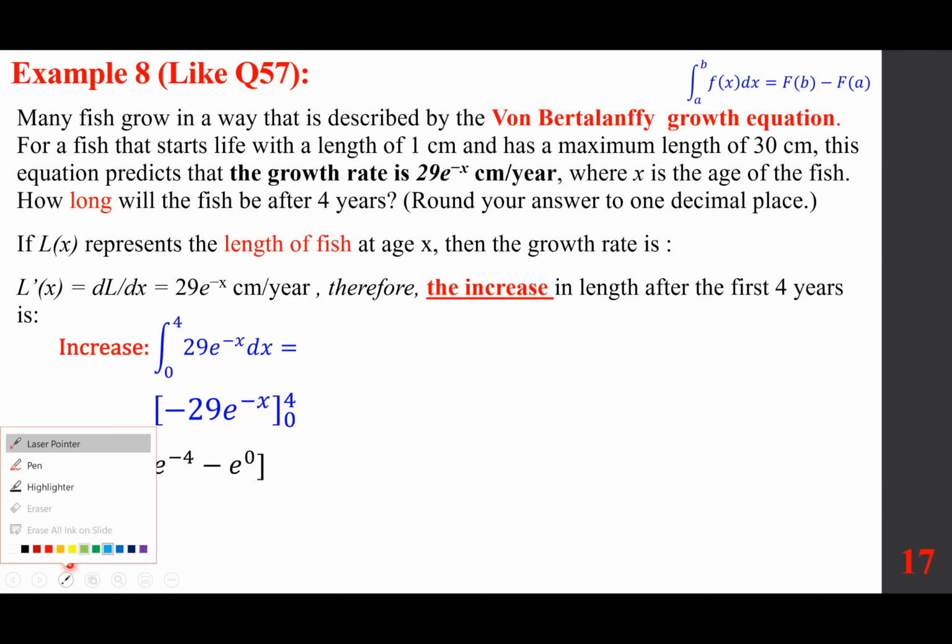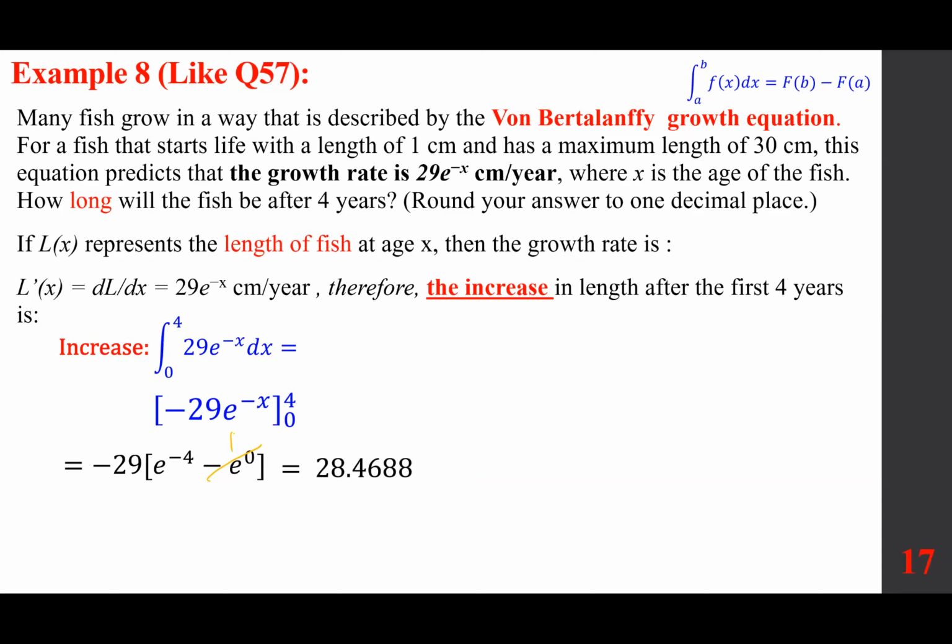Needless to say, this is 1, so e to the power of minus 4 minus 1 requires a calculator, and then you multiply it by negative 29. And I like to start with a bunch of decimals, okay? And notice this is the amount of increase. But what was the length to begin with? 1 centimeter. That's the initial size.